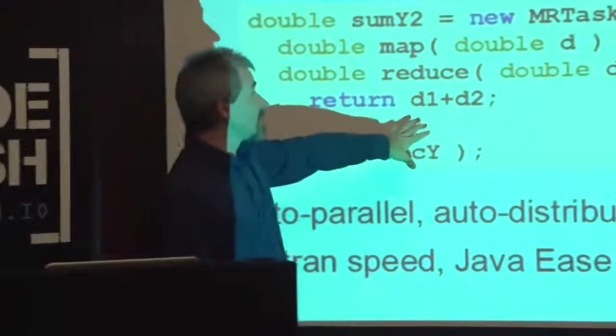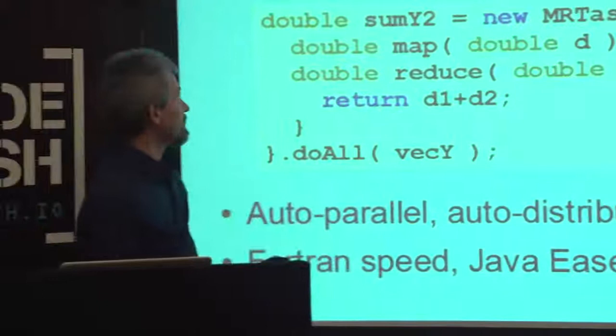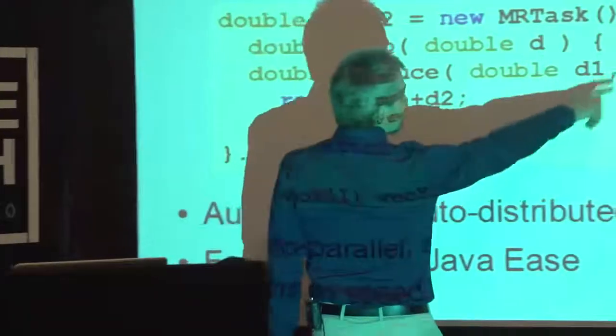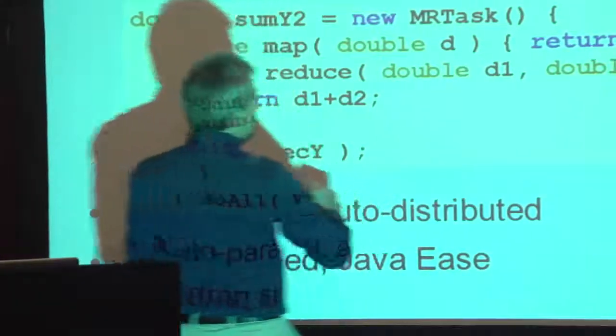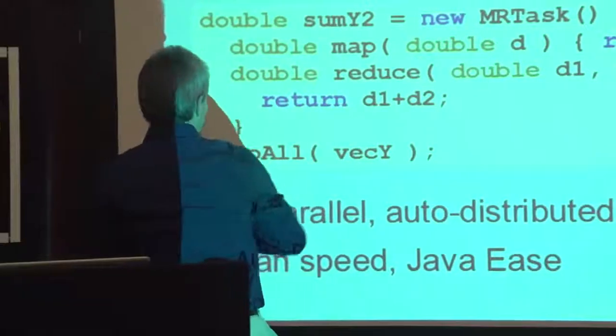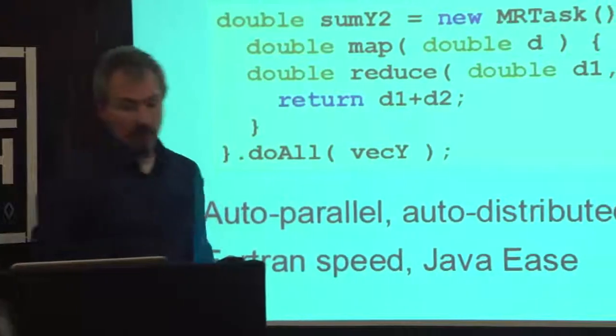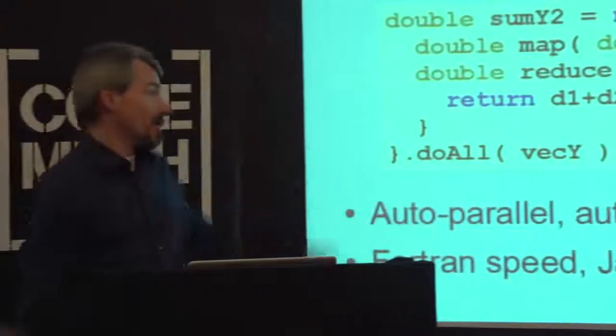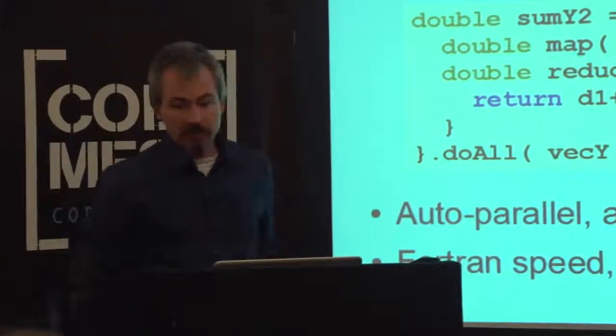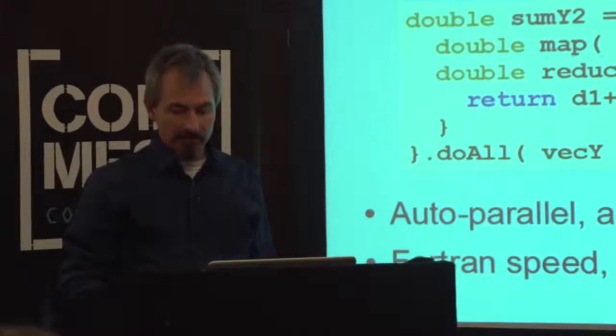In this case, sum of squares is done in this many lines of code, where I say, make me a new MapReduce task. The map call is going to return the square, and the reduce is add them up. Then I say do all, and I apply a vector to it. And this will run just like that at memory bandwidth speeds across a cluster. So milliseconds per gigabyte of data kind of speeds.